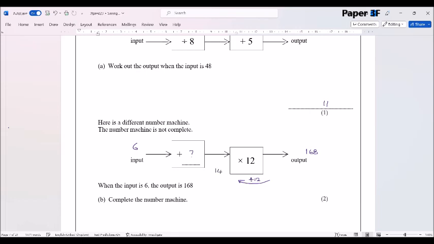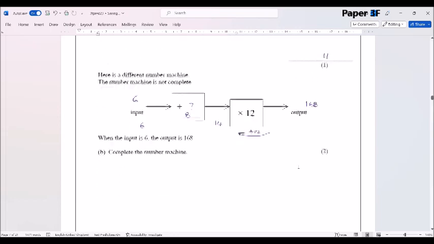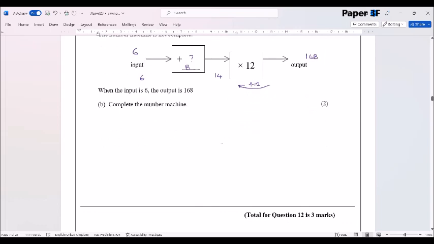So we end up with the 14. And 6 plus something is equal to 14. So 6, and it's going to be plus 8. So we're looking for a plus 8 in there. So 6 plus 8 is 14, and then 14 times by 12 is 168. So to complete the number machine there, we've got an 8 in there. So 6 plus 8, and we've ended up correctly getting that.